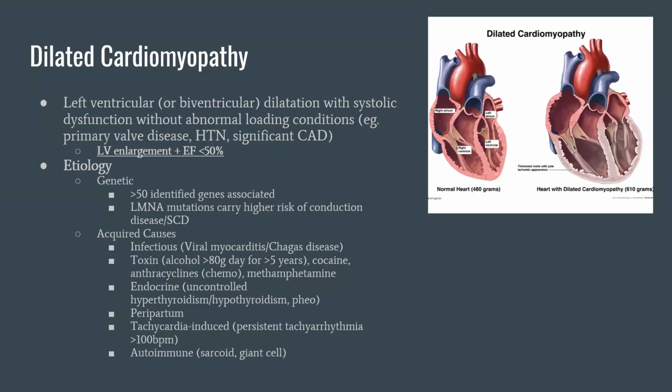So do you think that when someone comes in with a dilated cardiomyopathy, we're going to do a lot of drug screening as well, right? We're going to do genetic testing and drug screening. We're ordering everything on the menu. Endocrine, so uncontrolled hyperthyroidism, hypothyroidism, pheochromocytoma can cause these changes. Peripartum can also cause this temporarily.